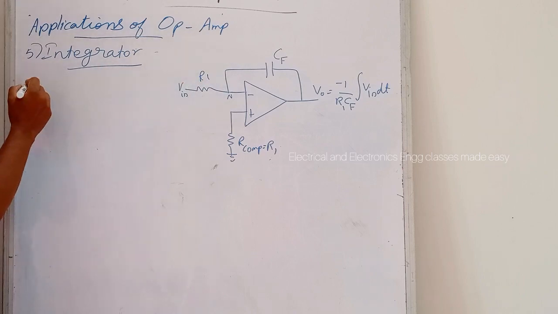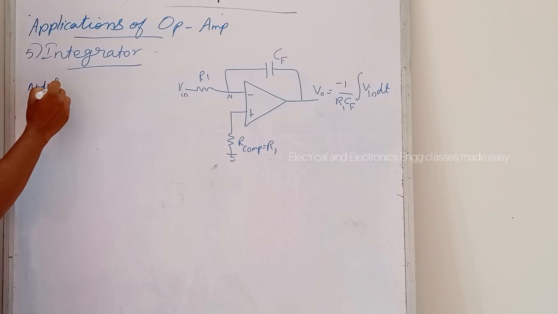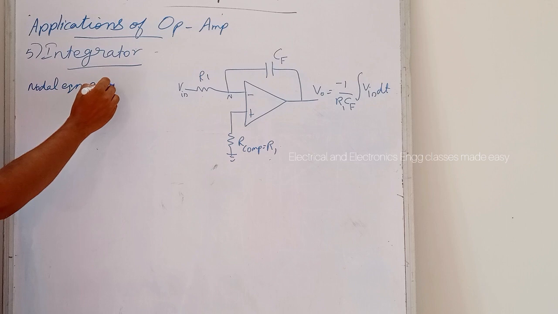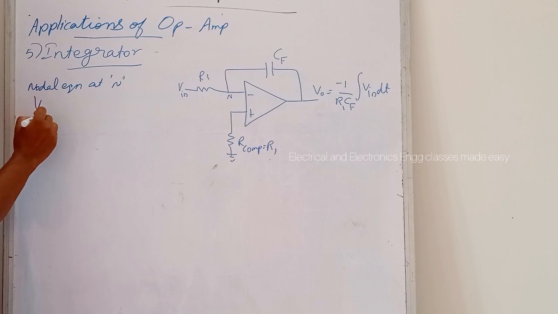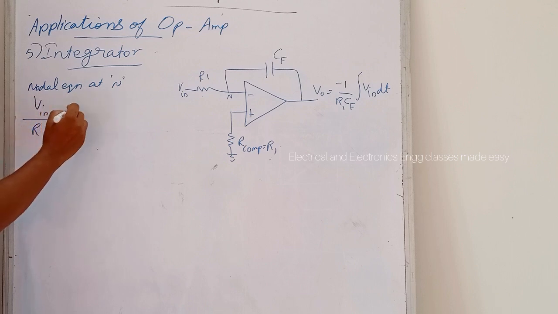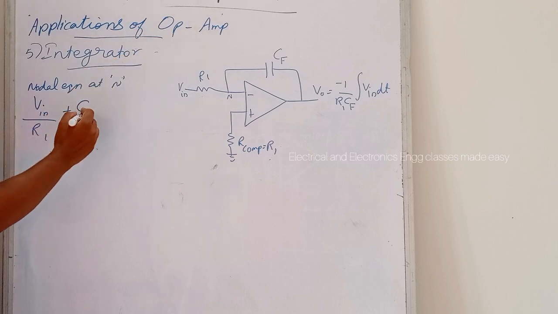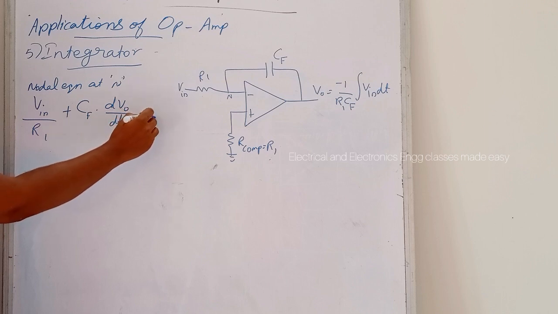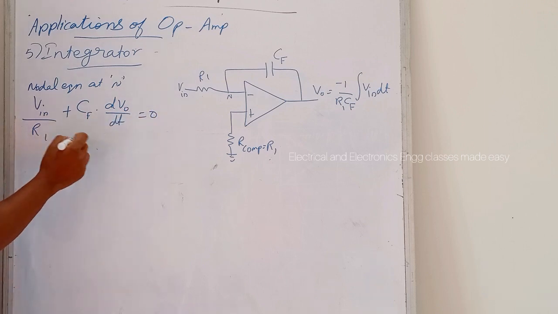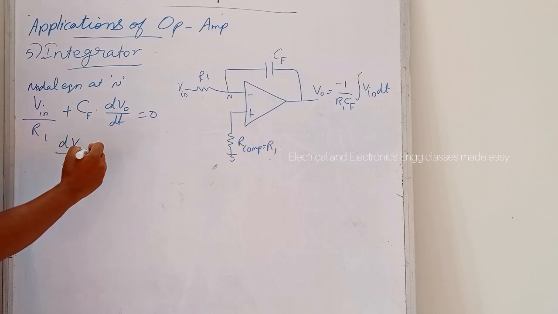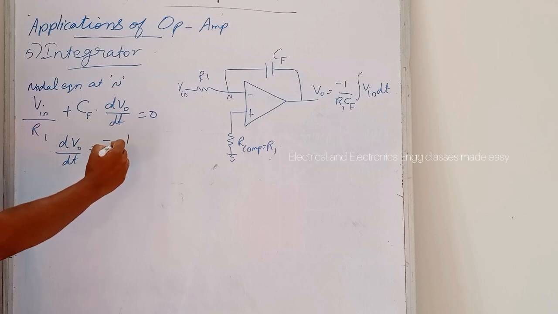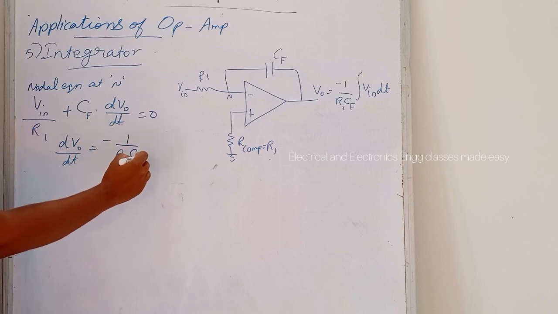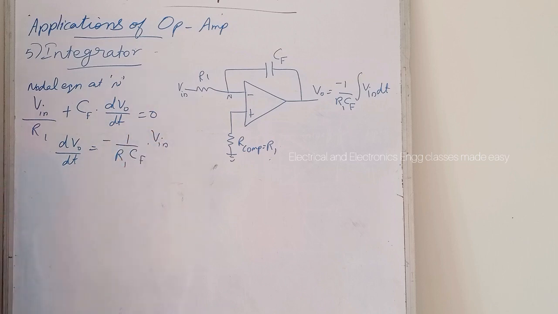Now we can write the nodal equation. So nodal equation at node N, that is Vin divided by R1 plus the current through the capacitor, Cf into dV0 divided by dt, equal to 0. That is, rearranging, we will get dV0 divided by dt is equal to minus 1 divided by R1 into Cf into Vin.